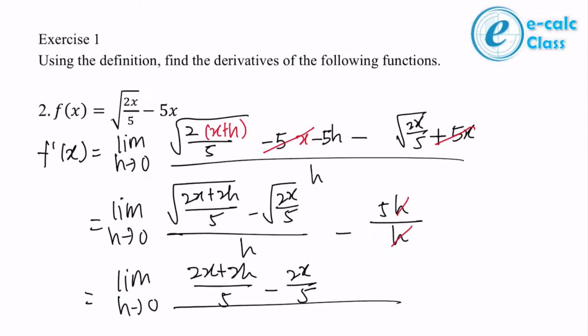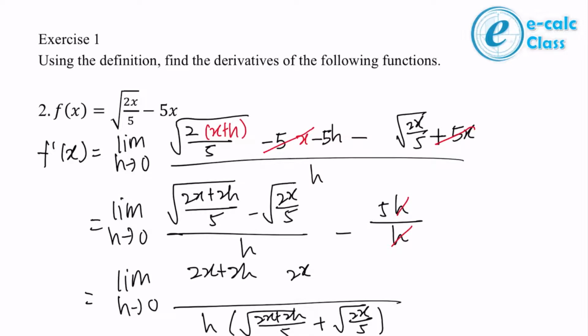Over, I'm running a little bit out of space here. 2x plus 2h over 5 plus square root of 2x over 5. And in fact, you can combine two of them together. This is a minus. This 2x and 2x can cancel. This h and h can cancel. So you just have a 2 over 5 on top. Go move on to the next page.